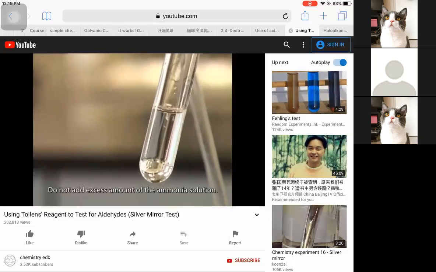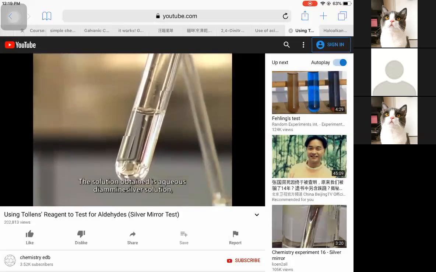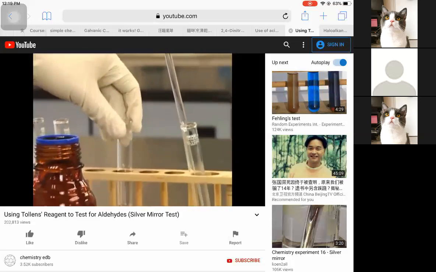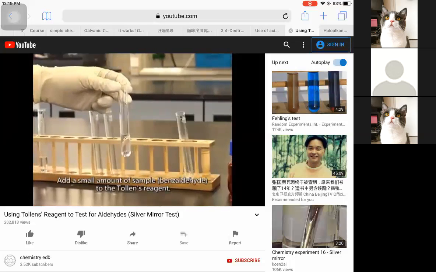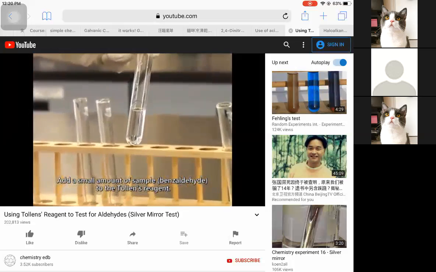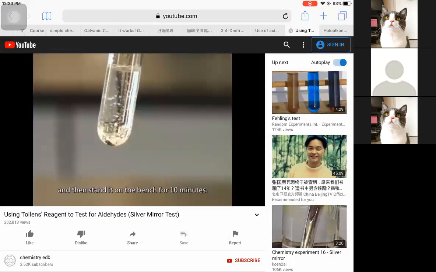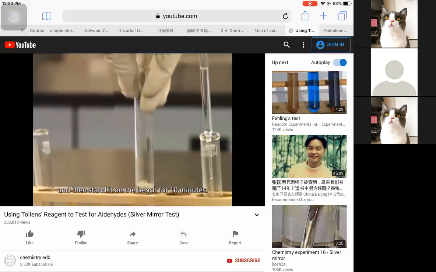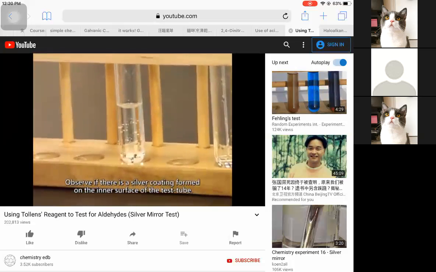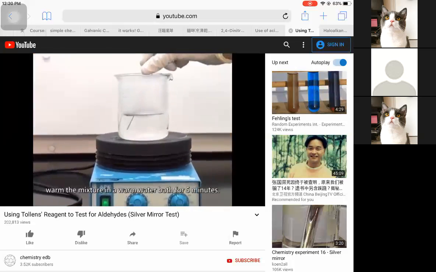And you need to always prepare the fresh Tollens reagent to test for aldehyde, because if you leave it for some time, it will go back to silver oxide again, the precipitate. And now you're going to add some sample to it. And then you can see there is some silver gradually formed in the test tube. You can leave it at room temperature for a longer time, or you can speed up the process by putting it in a warm water bath.